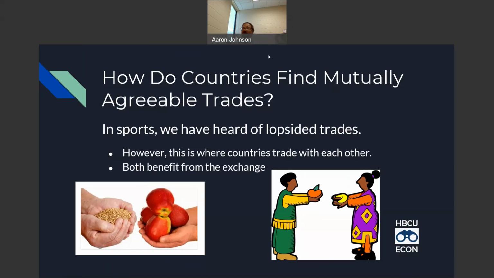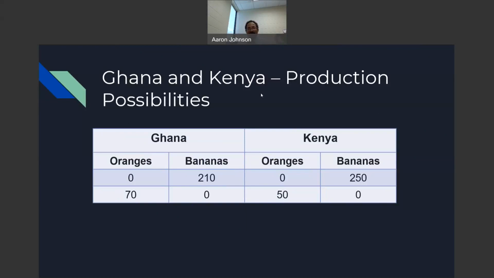Here what we want to do is talk about a couple of concepts. These two concepts are opportunity costs and comparative advantage. We're going to look at two countries, Kenya and Ghana, producing bananas and oranges. And so we have a production possibilities table for the two countries.